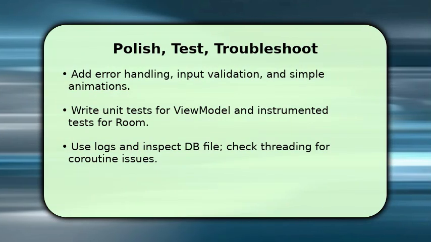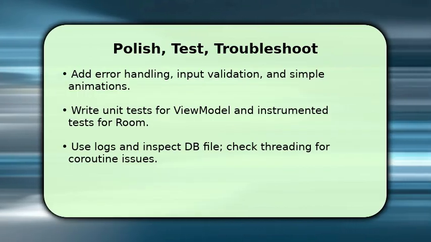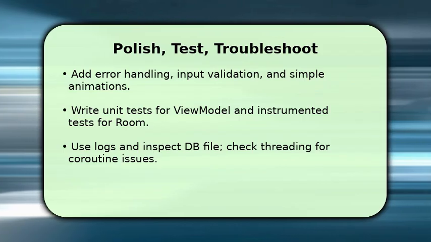Finally, polish behavior and test. Add input validation, error handling, and subtle animations to make the experience feel responsive. Write unit tests for your ViewModel and instrumented tests for Room so you catch regressions. Once packaged, sign and run a release build.